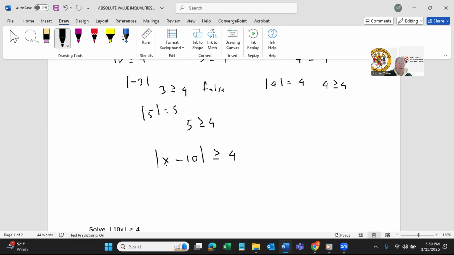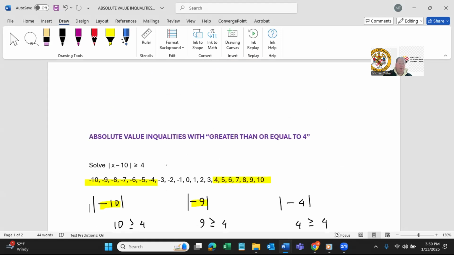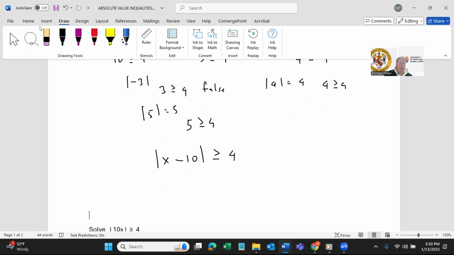So we said earlier that all the numbers that are less than or equal to negative 4 will work. And so in this case, we're going to take x minus 10 and make it be less than or equal to negative 4. So in general, what we do is if you have an absolute value greater than or equal to a positive number, then change the greater than or equal to a less than or equal to, and then change the sign of that number, in this case, 4 to a negative 4. So for example, if we had a 7 here, we would have less than or equal to, and then change the sign of the 7 to a negative 7.